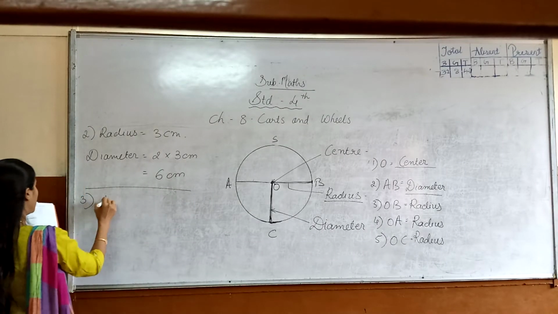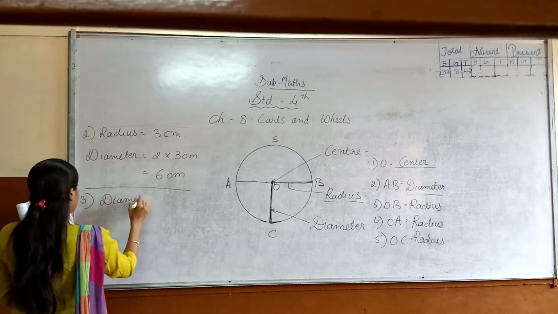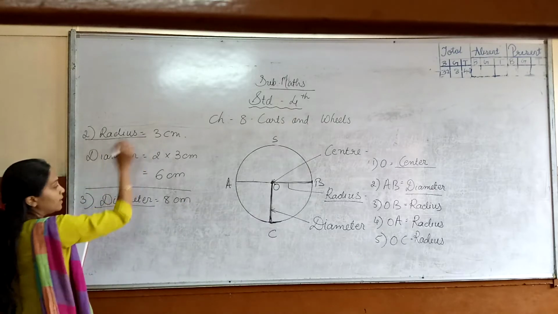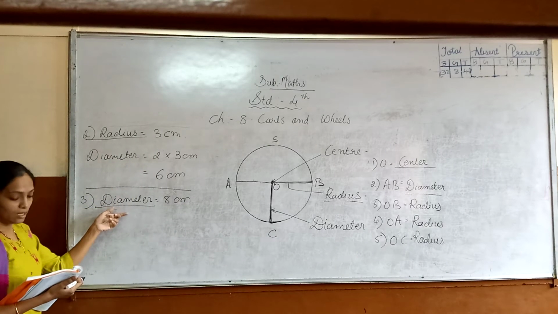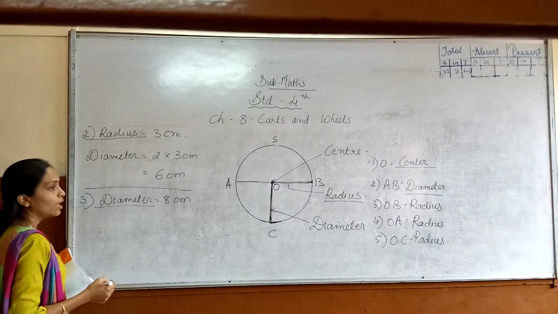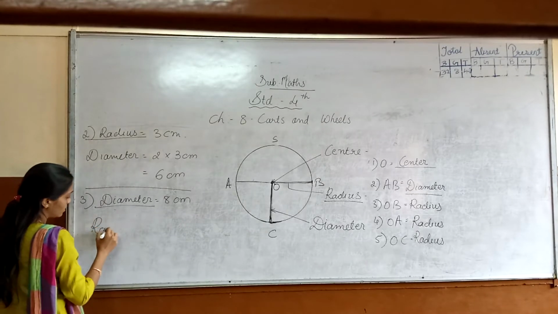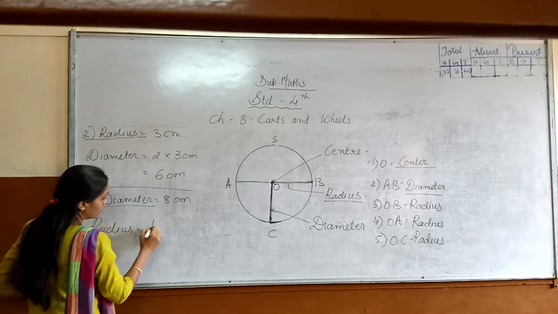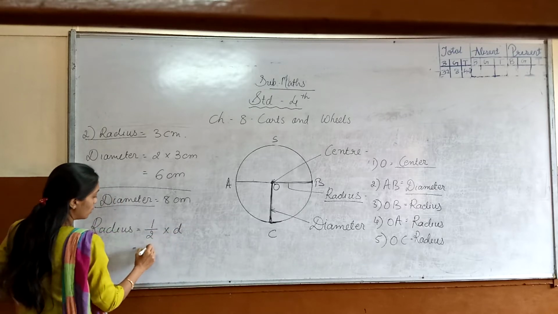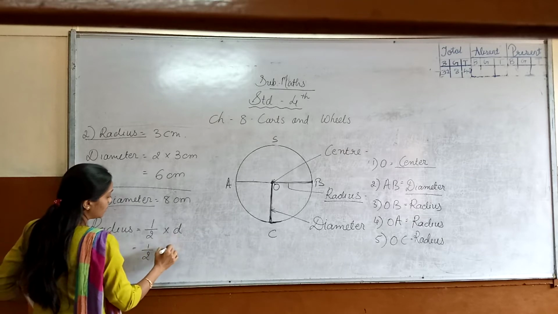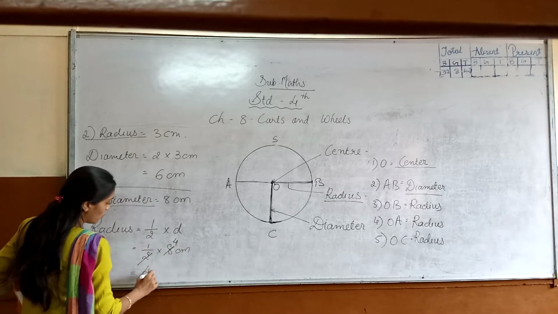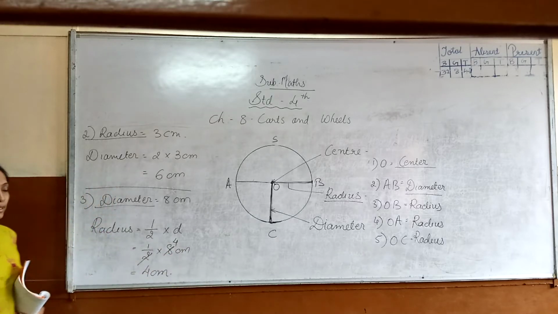Next is the third one. In the third one, diameter is given, 8 centimeter. यहाँ पे diameter दिया है, and we have to find out the radius of a circle. So radius is half of the diameter. So we will write radius equal to half of the diameter. D means diameter. So half multiplied by diameter, 8 centimeter. 2 fours are 8. So the answer is 4 centimeter. Okay, understood?